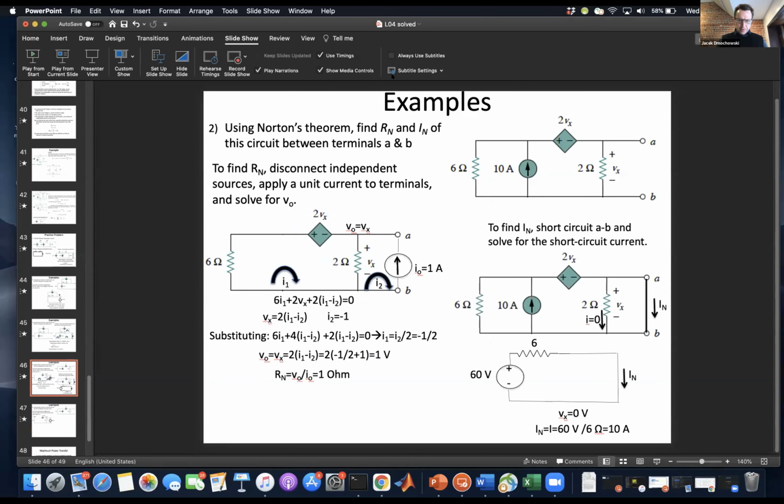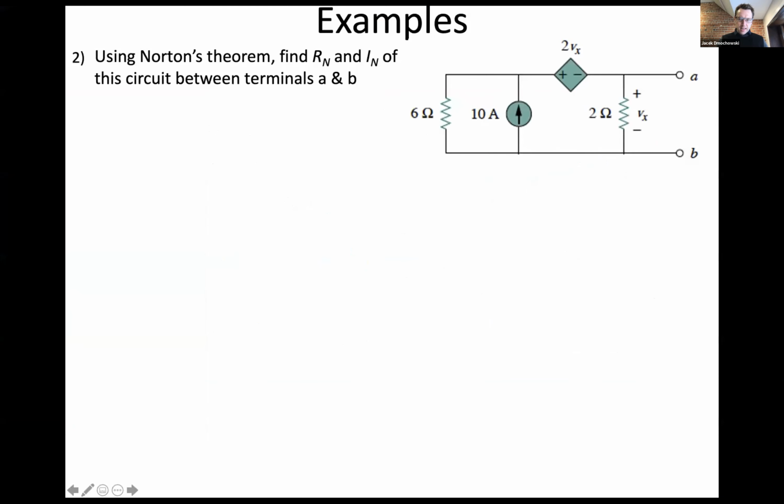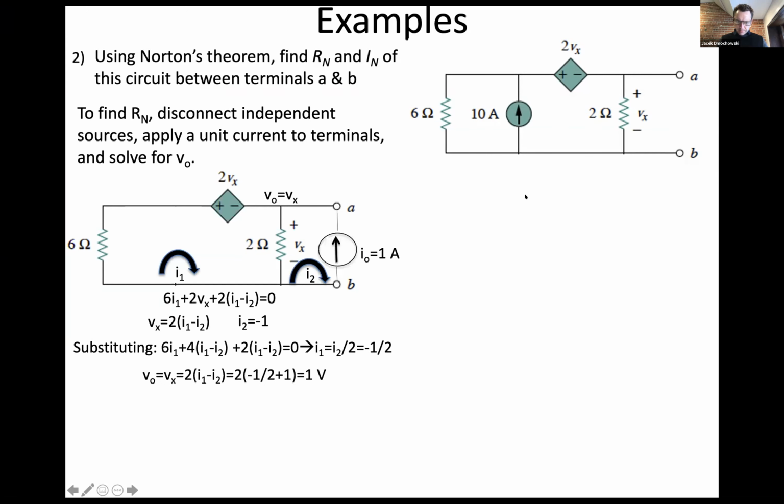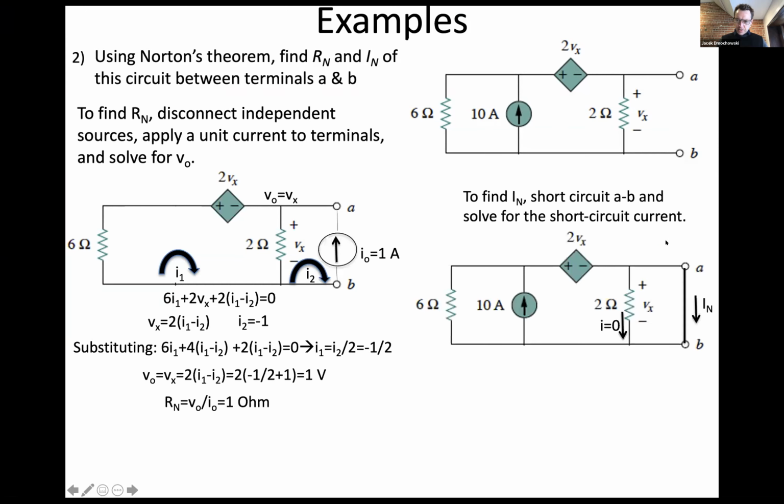I will now go back to the slideshow because we're going to solve. So we have the solution for Rn, but we still need to know the value of In, right? So to get In, we're going to short circuit the Norton current. We're going to short circuit A and B. Okay, so this is what the picture looks like now.